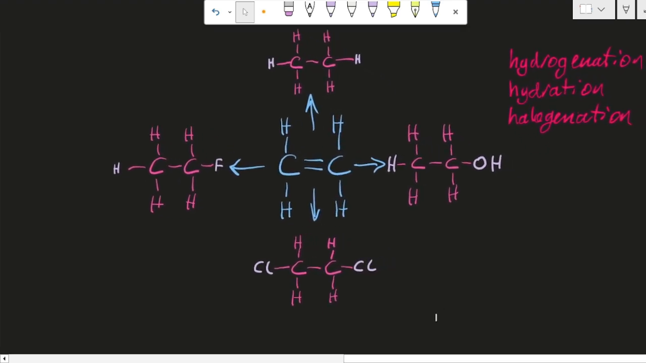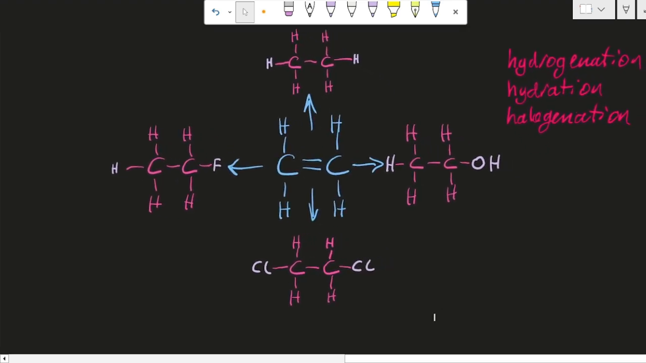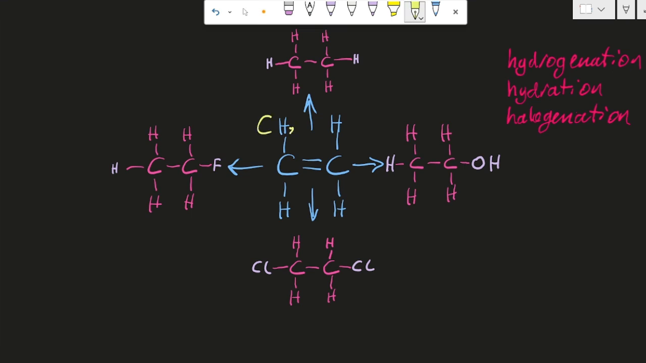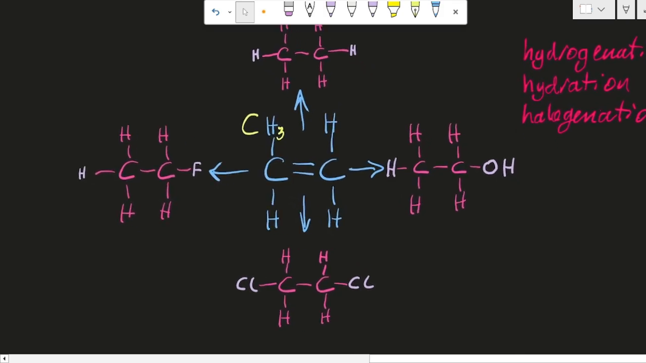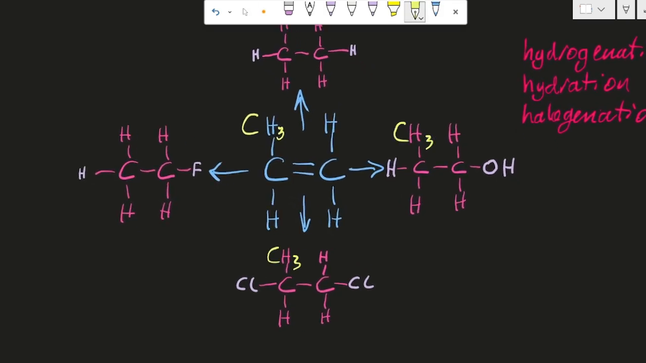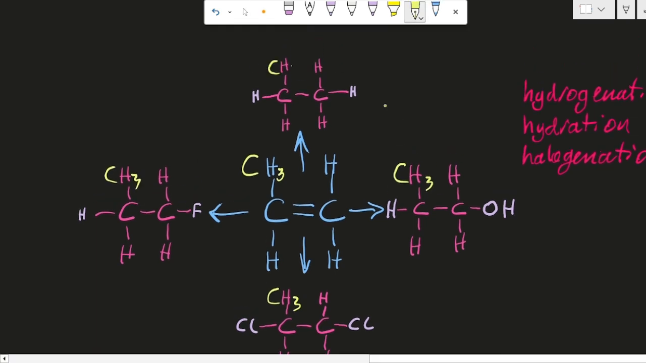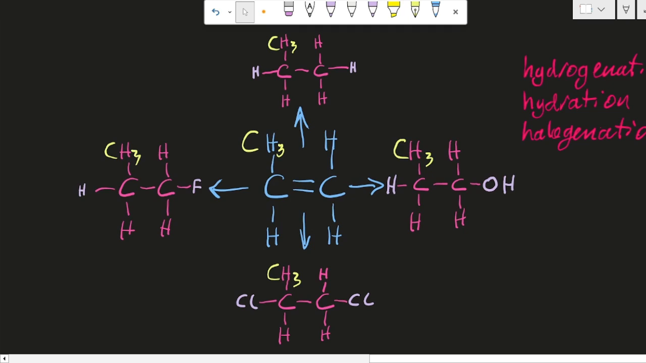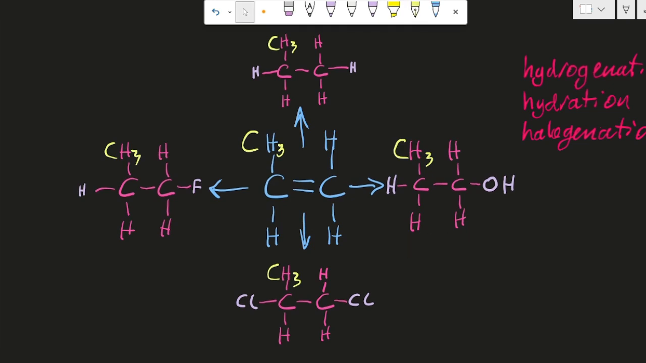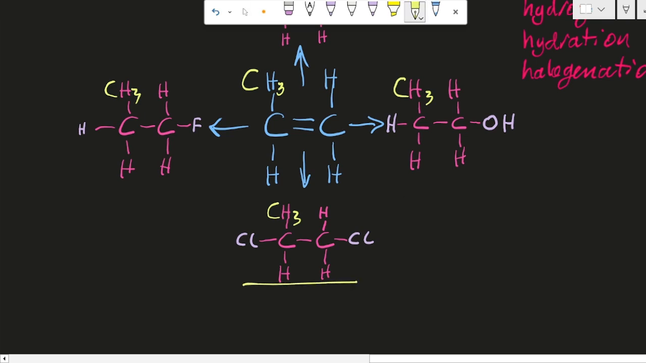Okay, so they're not going to ask you about ethene. That's too easy. Maybe they'll ask you about propene. So all you've got to do is consult this grid and then add that cheeky CH3 everywhere. And now you've got the answers for the addition reactions of propene. So now it looks like we've got propan-1-ol over here. On this side, I've got 1,2-dichloropropane, and on and on and on.